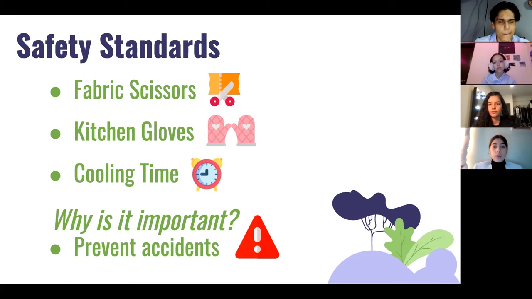The safety standards that should have been used were to use fabric scissors, kitchen gloves, and cooling time. Safety standards are really important when it comes to experiments. When you use them, you can feel more comfortable and safe, and you can prevent any type of accidents.